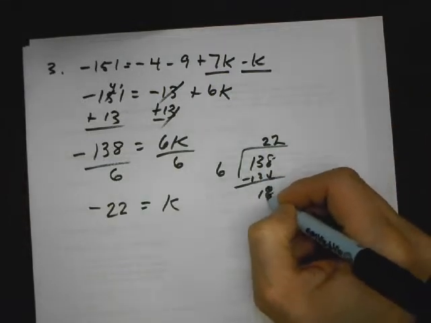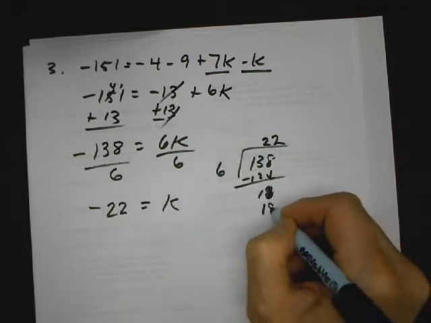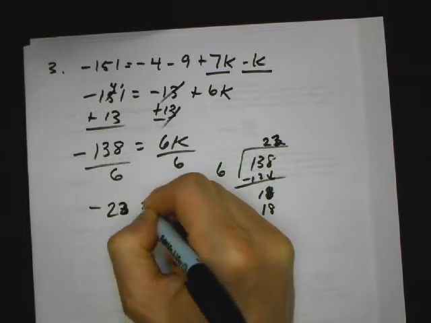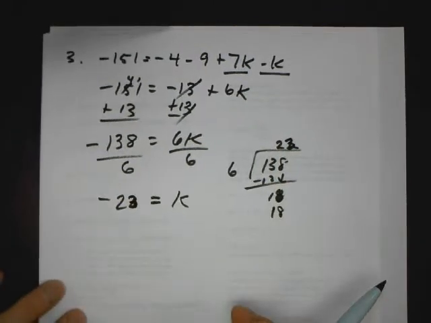I didn't drop down my 8, right? I've accidentally put a 12. So that should be a 3. Okay, so make sure you check your answers before you move on. Catch your mistake, like I did. So negative 23 is the right answer there.